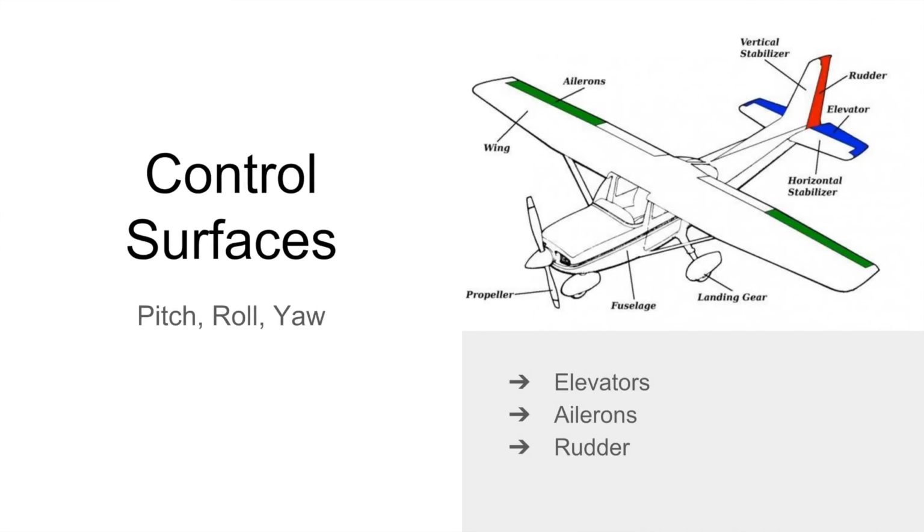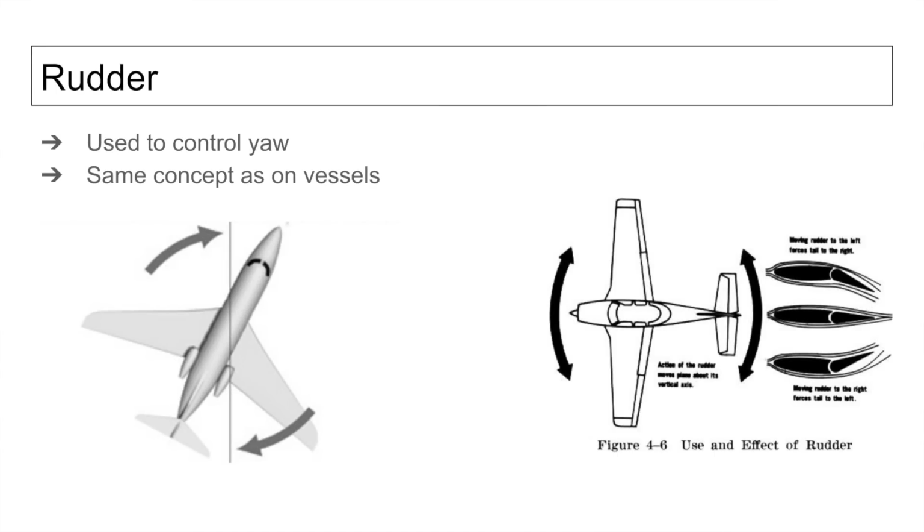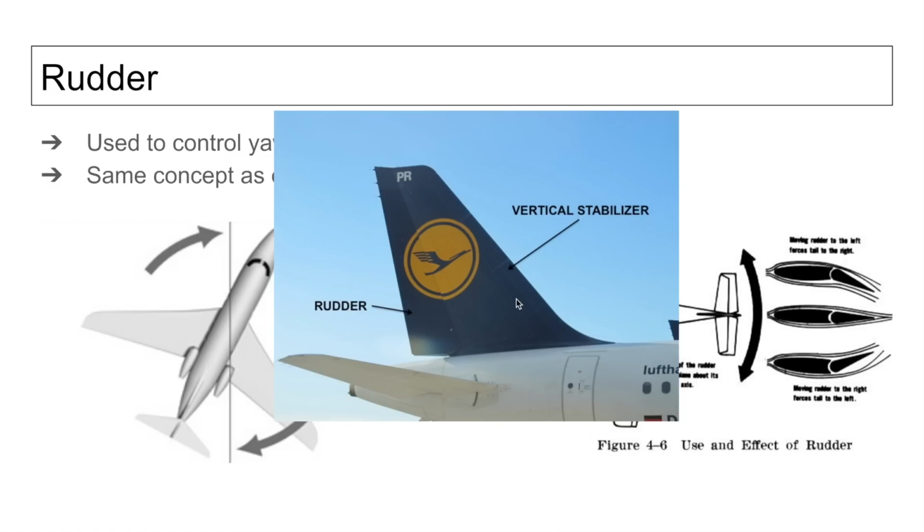Chapter 2, Control Surfaces. In this chapter, I'll explain how a plane is maneuvered or moved throughout the air. The first type of control surface is a rudder. The rudder is usually located on the vertical stabilizer, or the tail fin, of an aircraft, and it's the same rudder as is used on a boat, or vessels, or ships, or whatever you want to call them.